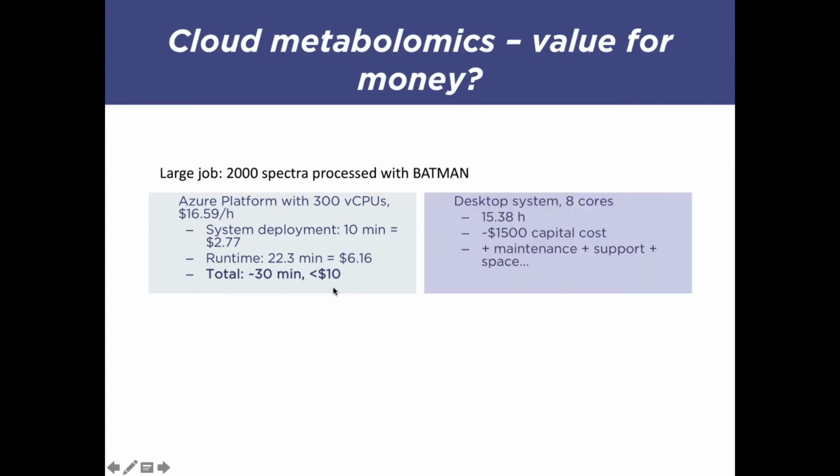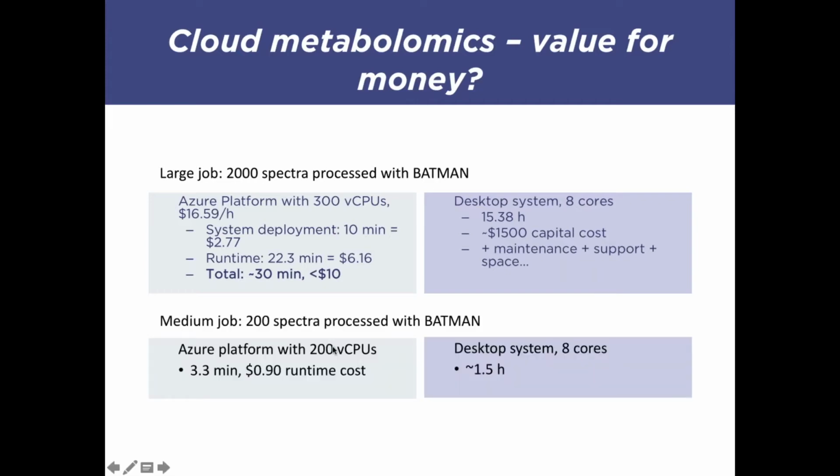This is comparable to the case where you're running this on the desktop system with 8 cores. There, because they had only 8 cores, it took them 15 hours to run, compared to less than 30 minutes. Being able to buy that machine probably had a capital cost of $1,500, but there are also other costs like maintenance, support, and space. You could, of course, argue that you would have this machine for a very long time as well, but for the purpose of this exercise, there's an apparent price advantage if you are not bound to do this initial capital cost investment.